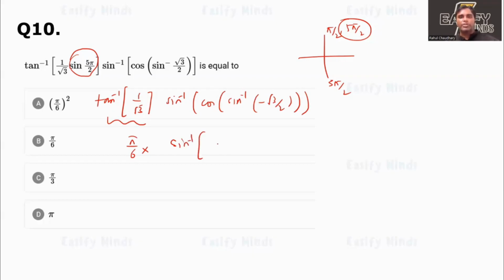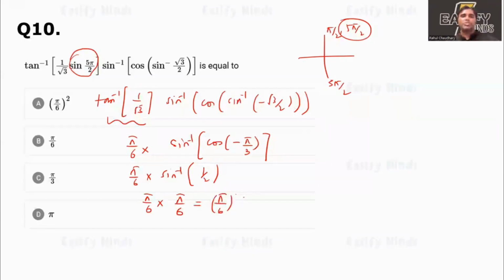Sin inverse, the minus will come outside. Sin inverse root 3 by 2 is pi by 3. Cos, minus will not come outside. So cos pi by 3 is 1 by 2. So sin inverse 1 by 2 is pi by 6. So pi by 6 into pi by 6, that is pi square by 36. One method is this. One is to observe.